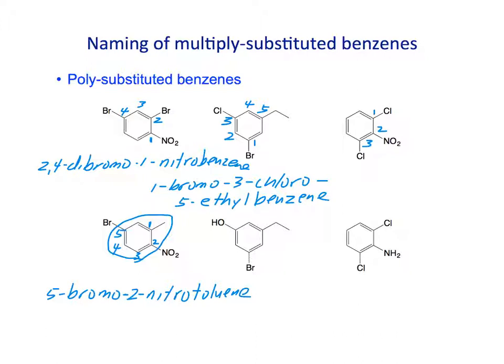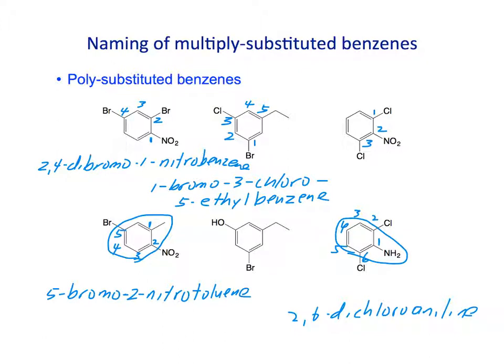All right, let's just do one of these. Which one should we do, the middle one or the one on the right? On the right? Well, that's just like what we did already. This one has aniline right here, so that's going to be number 1. It's symmetrical, so it doesn't matter which way we count it. I'm going to count it this way, 2, 3, 4, 5, 6. So we would just have 2,6-dichloroaniline.